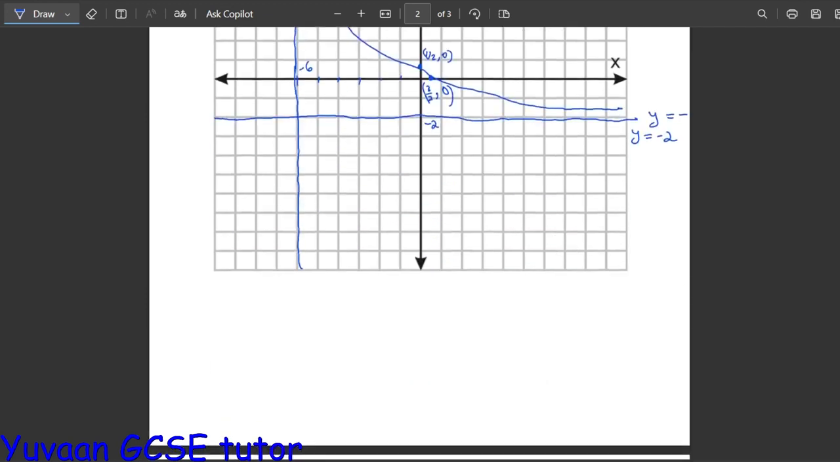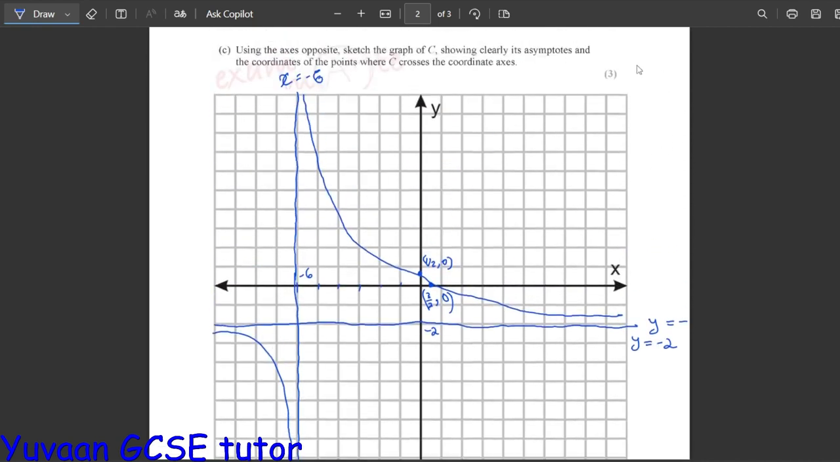Then guys, make sure to draw the other side too. For this one, we don't have any other more data, so just make sure it does not touch the asymptotes and you should be good. And this should secure you all 3 marks.